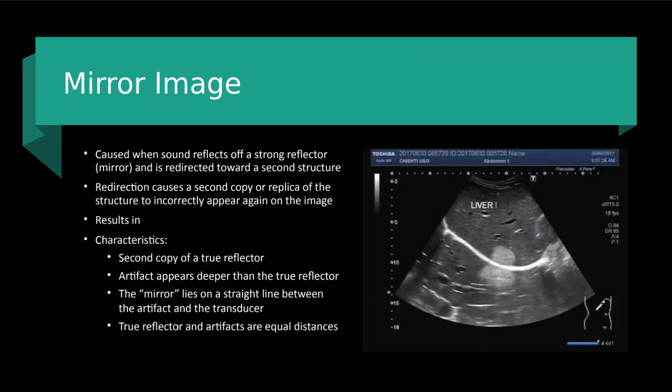Next, we have our mirror image. We haven't learned about this quite yet. We kind of talked about mirror when we were learning about our Doppler last week, but mirror image or mirror artifact is mainly referencing something when you're doing your regular 2D grayscale imaging, and it's when you're actually creating the same structure on the other side, like when you look in a mirror, right? If you were to look in your mirror, your left hand does not appear as your left hand, it shows up on the other side, right? So this is going to be that same concept. When you have a sound reflecting off of a really strong reflector and it's redirected towards a second structure.